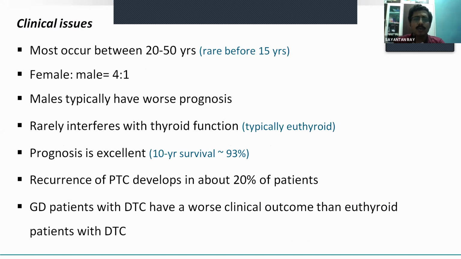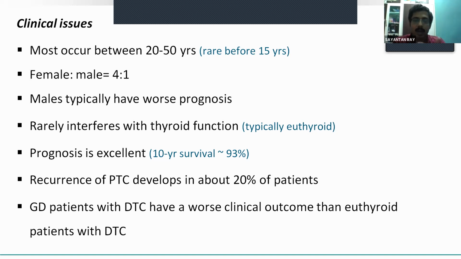One slide on clinical issues: mostly present between 20 to 50 years of age, however rare before 15 years, although it is the most common pediatric thyroid malignancy. Clear female preponderance. Men typically have worse prognosis. This PTC rarely interferes with thyroid function. Patients are typically euthyroid. Regarding prognosis, it's excellent. 10-year survival is nearly 93%.